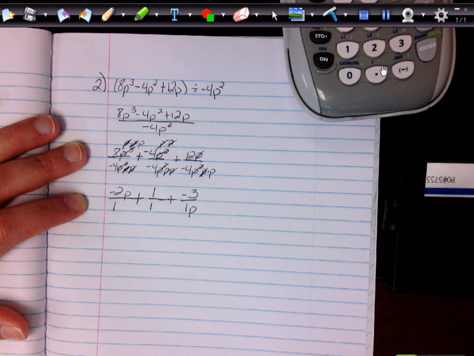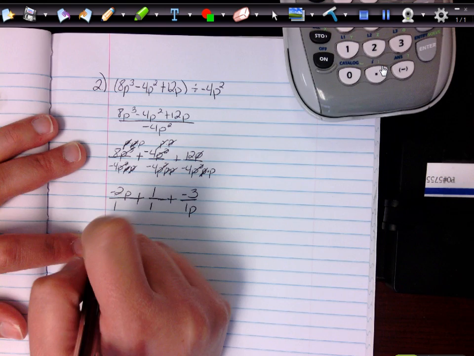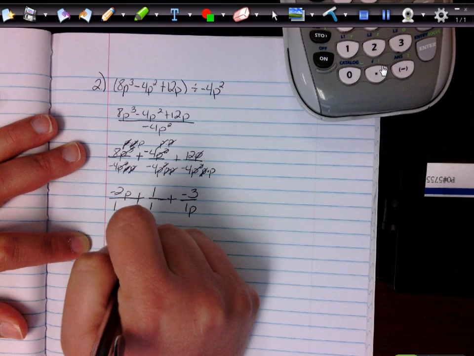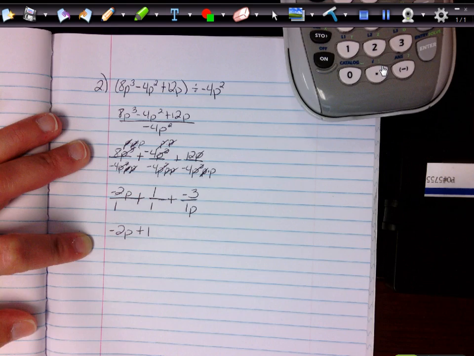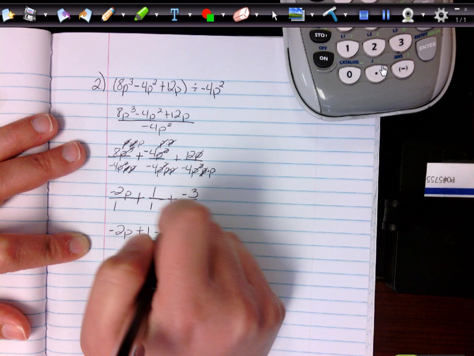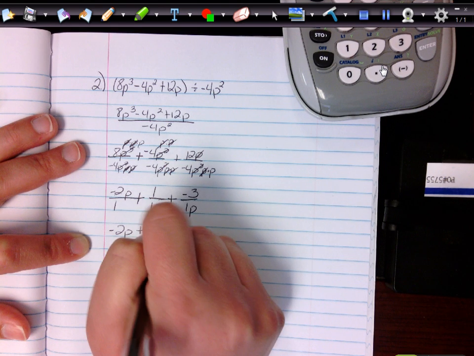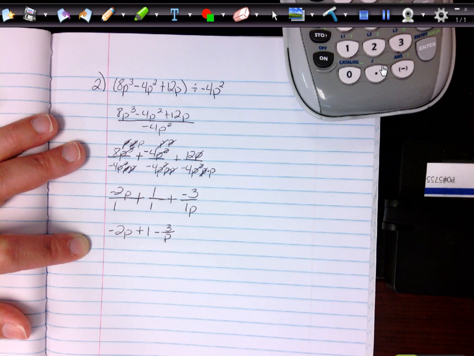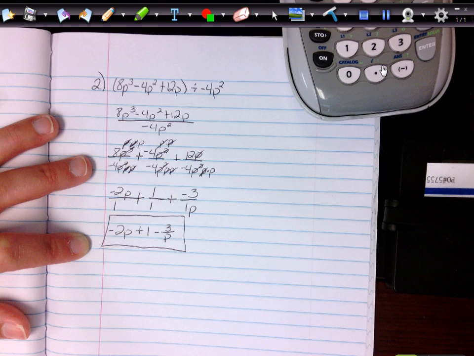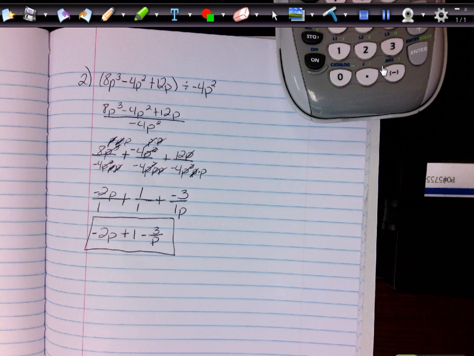Then I'm going to clean this up just a little bit. I'm going to say negative 2 over 1. If the 1's on the bottom, I don't need it. So it's just negative 2p plus 1. And then we're going to say minus. And then here it's going to be 3 over, and I don't need that 1 in front of the p, it's just going to be 3 over p. And that's as far as I can go with that. So that is my final answer. Please make sure you have all of that written before you move on.